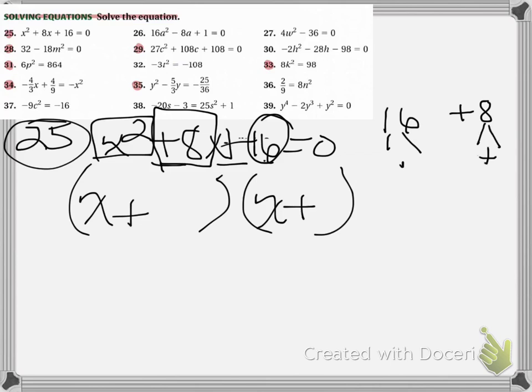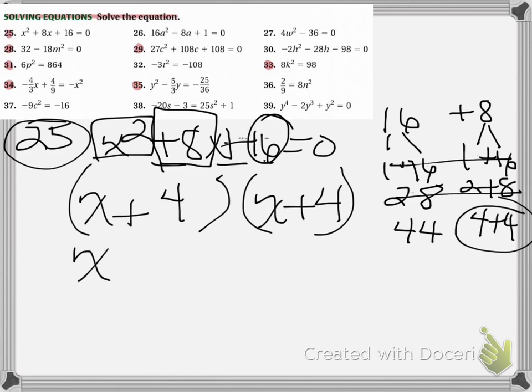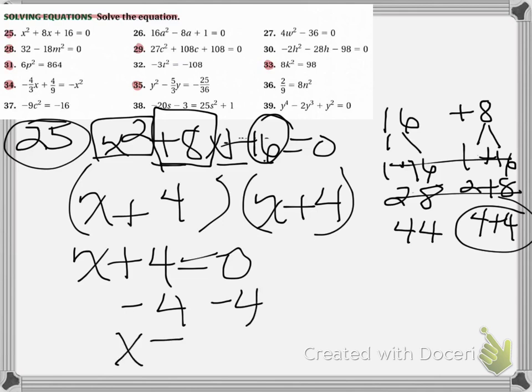So we look at the factors of 16. 1 and 16, 2 and 8, 4 and 4. 1 plus 16 does not get us 8. 2 plus 8 does not get us 8. 4 plus 4 gets us 8. So we plug in 4. We have x plus 4 equals 0. So we subtract 4 from each side, and we get x equals negative 4.